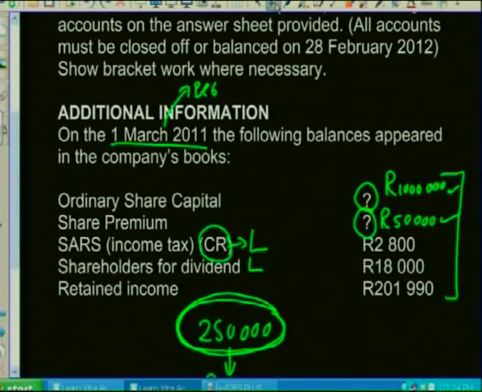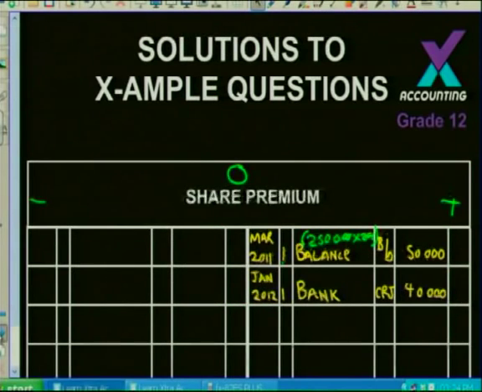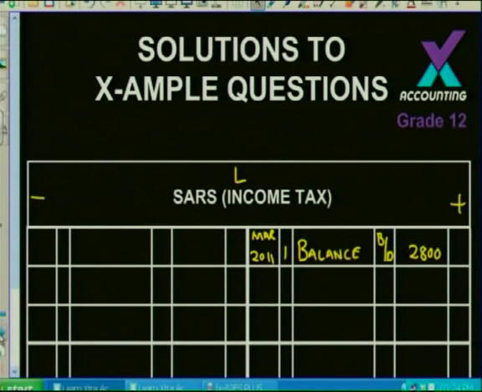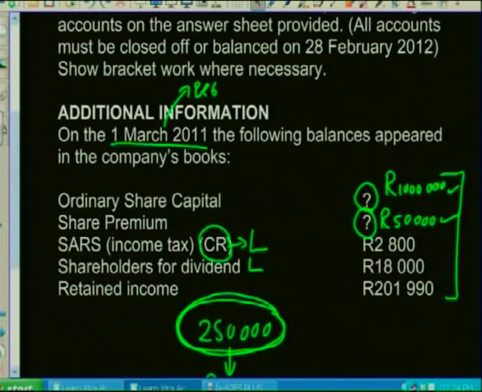So if we go to our ledger account, SARS income tax, okay, SARS is a liability, 1st March 2011, balance brought down 2,800 Rand on the credit side. Remember, the question tells you SARS has a credit balance. Okay, next opening balance, so we've looked at SARS.